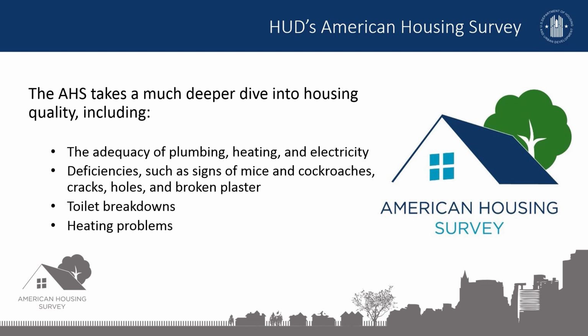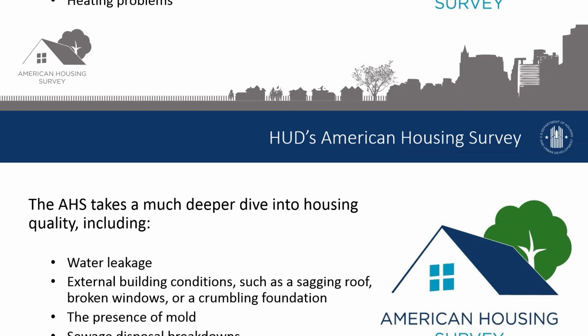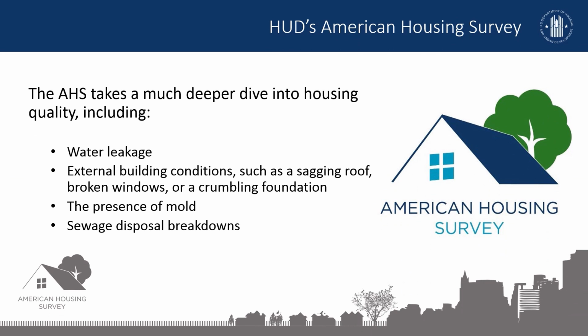The AHS takes a much deeper dive into housing quality, including the adequacy of plumbing, heating, and electricity, deficiencies such as signs of mice and cockroaches or cracks, holes, and broken plaster, toilet breakdowns, and heating problems, including breakdowns and utility interruptions, inadequate insulation, or the cost of heating. The AHS also delves into housing quality issues like water leakage, external building conditions such as a sagging roof, broken windows, or a crumbling foundation, the presence of mold, and sewage disposal breakdowns.